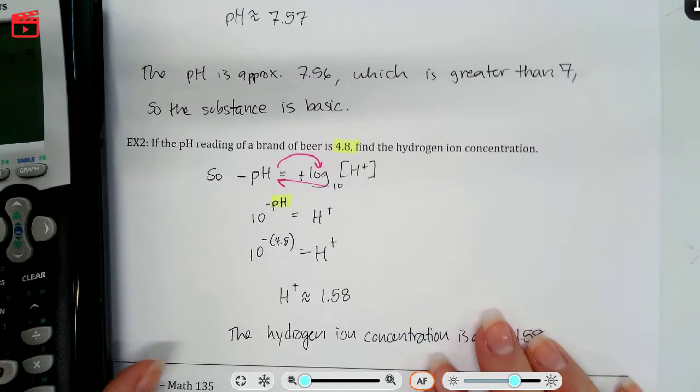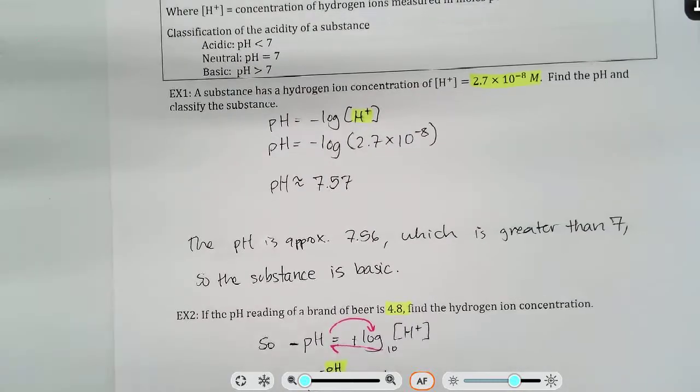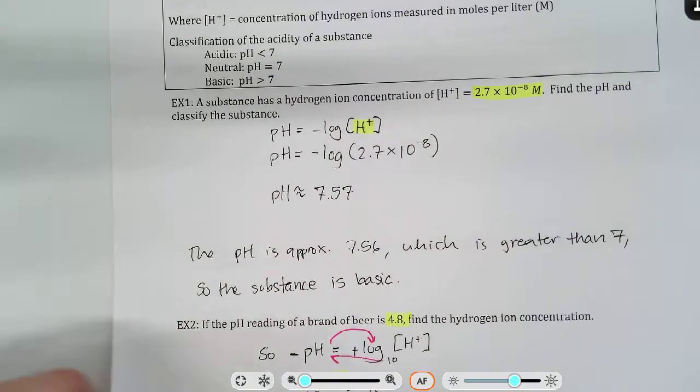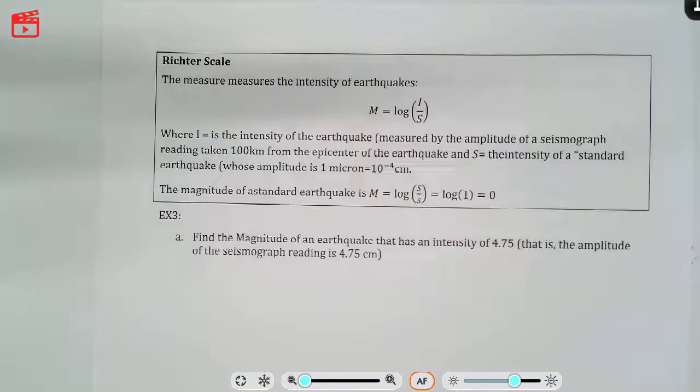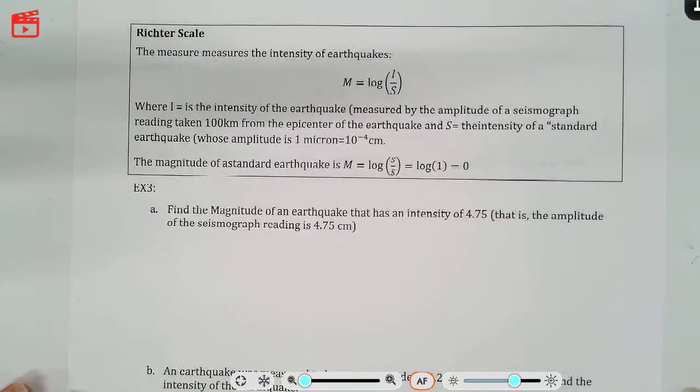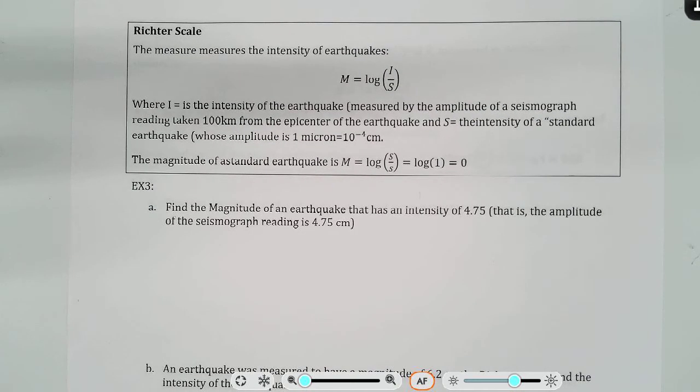All right, so that was the pH scale. The next thing we're going to look at is the Richter scale. Okay, things we hear about a lot in Hawaii. There's always some earthquake somewhere that's going to cause a tsunami someday. So the Richter scale measures the intensity of an earthquake. I feel like that was a typo on my part.